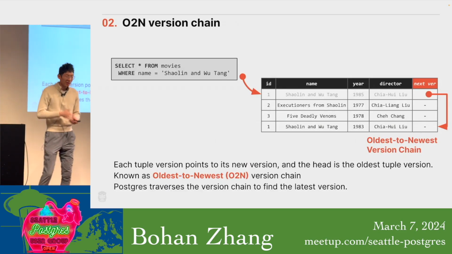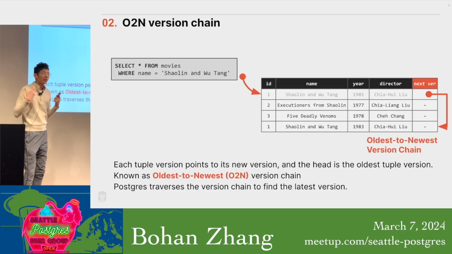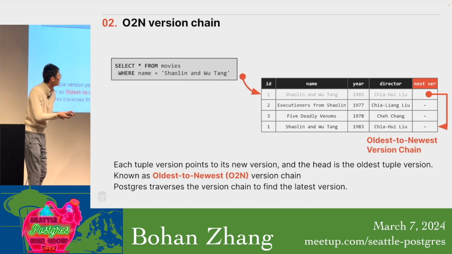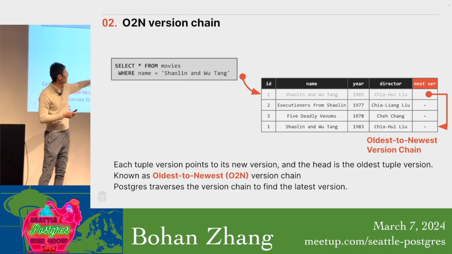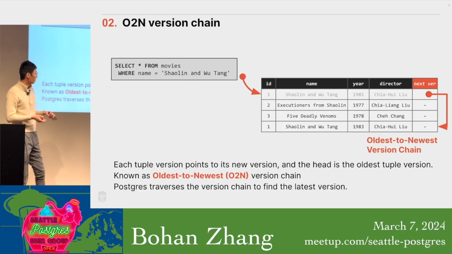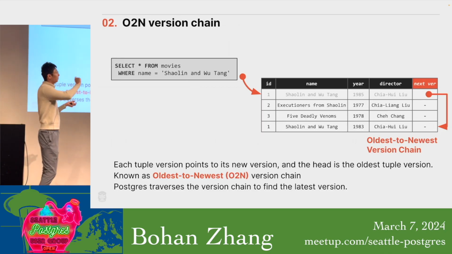So the next question is, because we have multiple versions in the storage, how do we find the latest version when we read the data? Let's say we have a query, so we want to get this movie data. The idea is that we have a pointer from the old version to the new version. So in this table, we can see the first row is the old version, and it points to the new version. So each table version points to the new version, and the head is the oldest table version. Then there is a version chain, right? It's known as the oldest-to-newest version chain. The old version points to the new version.